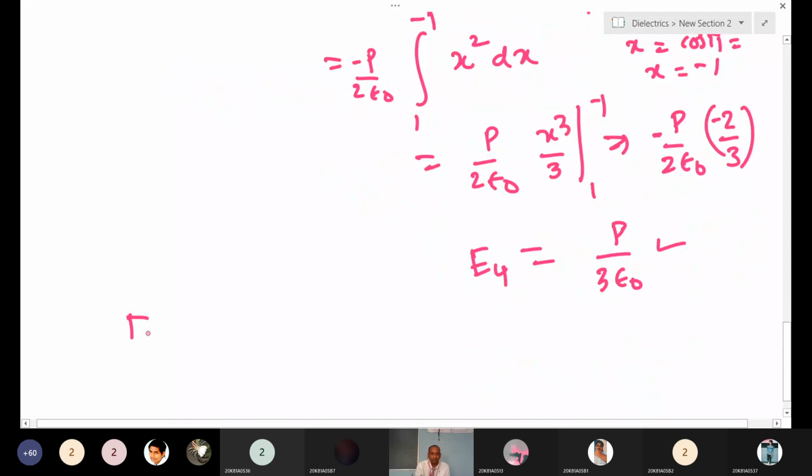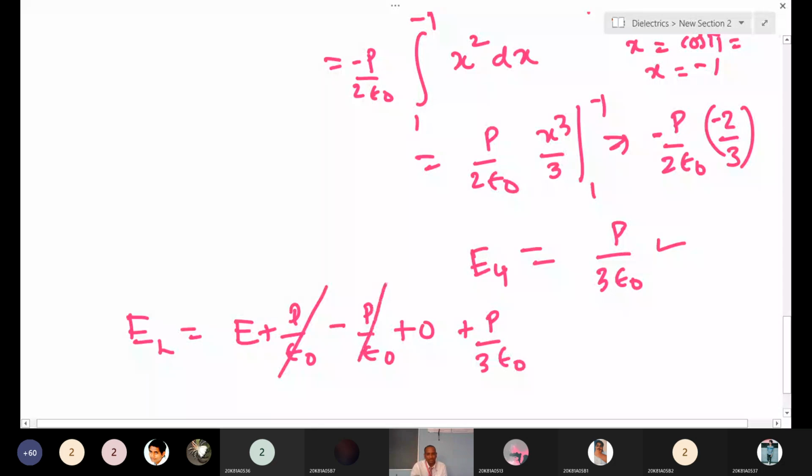Now we will estimate the total electric field, or local field. E1 is equal to E plus P by 3 epsilon naught, E2 is P by epsilon naught, E3 is 0, and E4 is P by 3 epsilon naught. So now the second term and the third term will cancel out. From this equation you can write the total field or Lorentz field as E plus P by 3 epsilon naught. This is the total field, or local field, or Lorentz field.